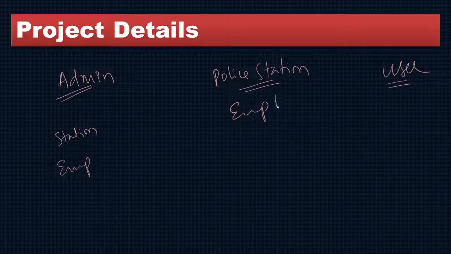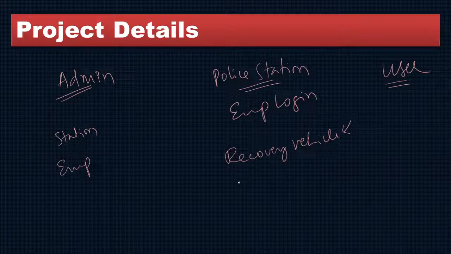So here is the employee login. Then you can have a main page. Here the options are recovery vehicles. If they recover any vehicle, the details will be entered here. Then complaint. If anybody lost a vehicle, they'll raise the complaint, and that list will come here.